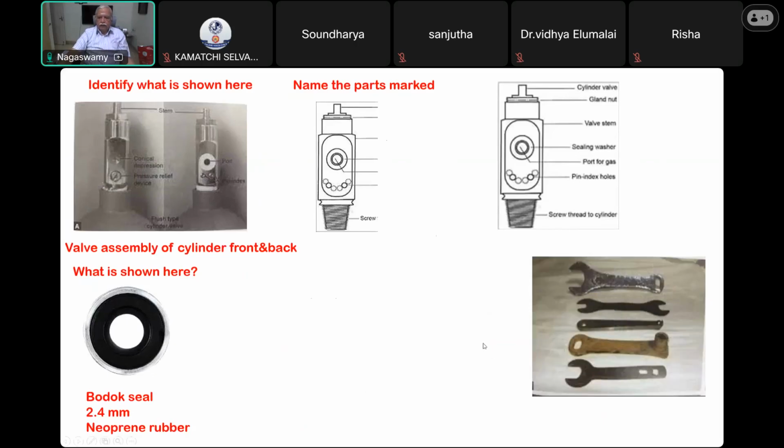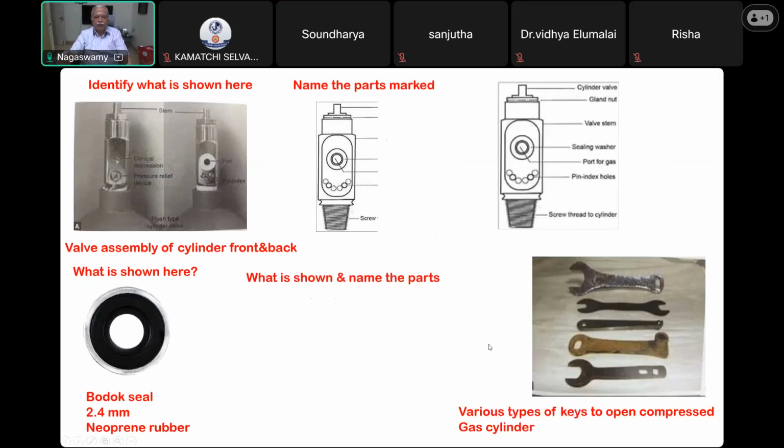Can you identify what is shown here? Screw opener? Bottle opener? That's not the way it is. Of course, it's used to open the cylinder, but these are the keys, various types of keys to open compressed gas cylinders. And what is shown here? Name the parts.